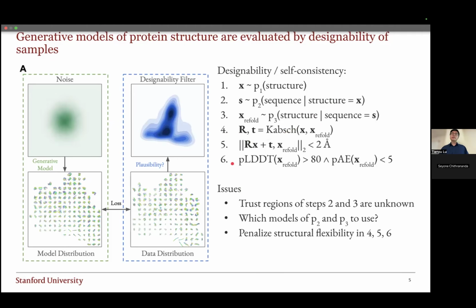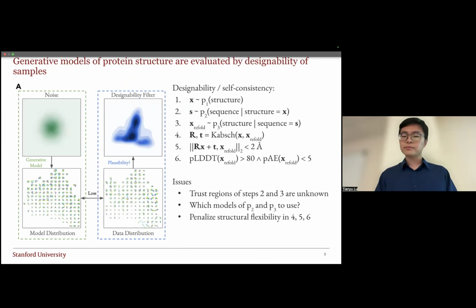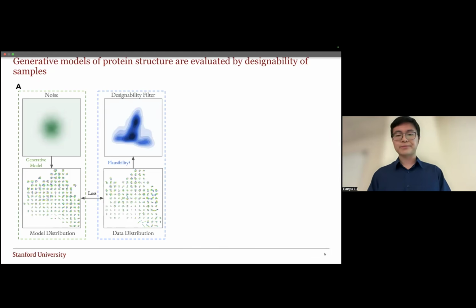Steps 4, 5, and 6 implicitly actually penalize structural flexibility. In particular, step 4 determines a single globally optimal alignment between the predicted structure and your original structure. This is in contrast to the FAPE loss in AlphaFold, where you're actually doing locally optimal alignments per residue. This can unfairly penalize regions of your structure that are more flexible and more hinge-like in nature. And so achieving this fairly strict threshold of less than 2 angstroms can bias you towards more rigid samples and disfavor more flexible samples.